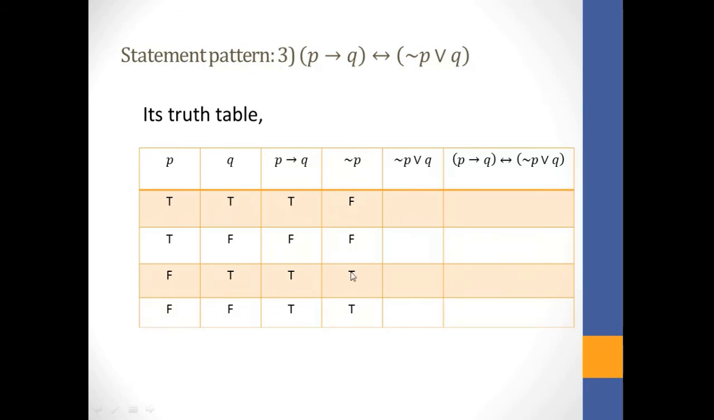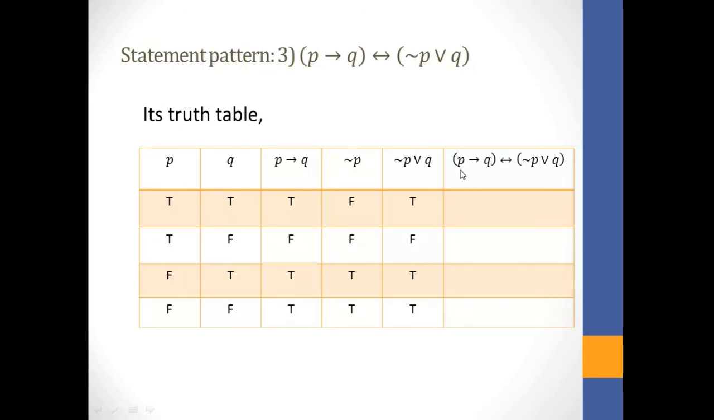Now column number 4 here, negation P or Q. So this is negation P and or Q. F or T, T. F or F is F. Then T or T is T, and T or F is, sorry, T. Okay, see here: T, F, T, T.